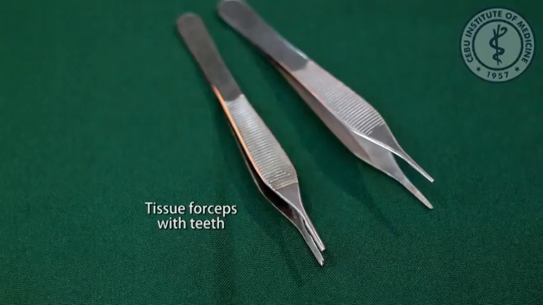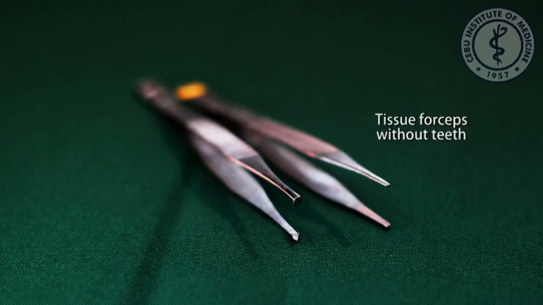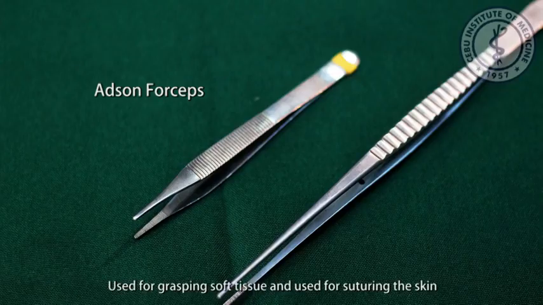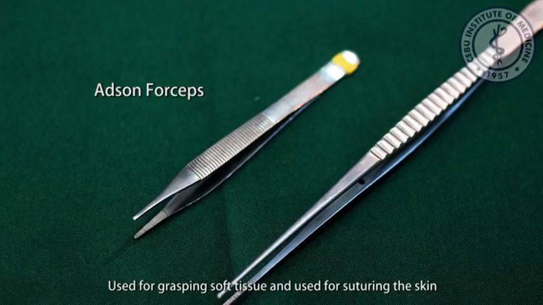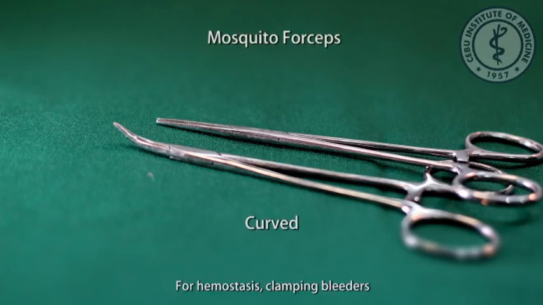Tissue forceps with teeth, for grasping skin and vascular tissues. Tissue forceps without teeth, for grasping visceral organs. Adson forceps, used for grasping soft tissue and used for suturing the skin. Clamp forceps. Mosquito forceps, curved, for hemostasis, clamping bleeders.